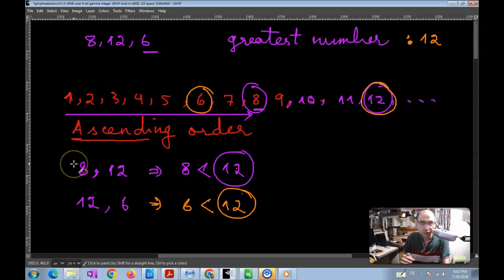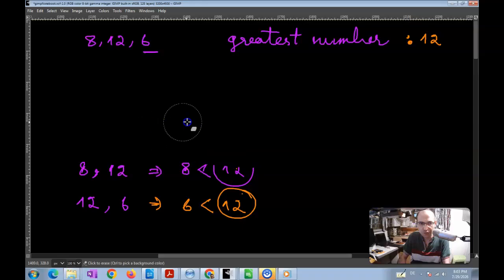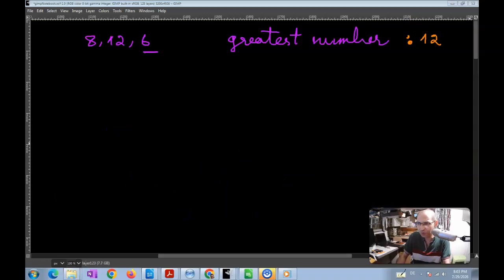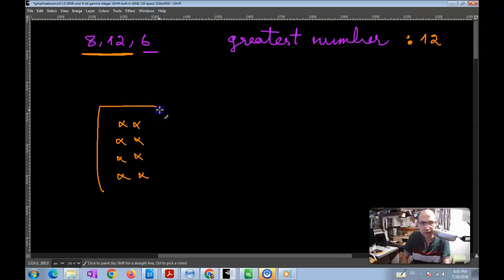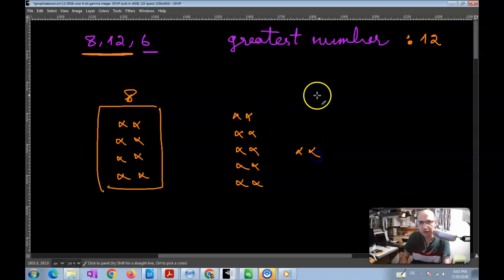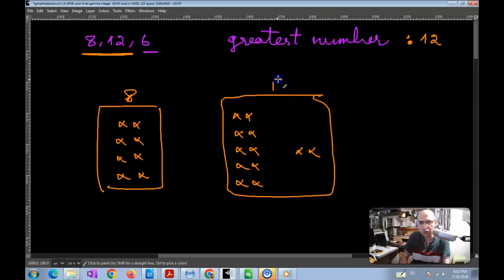And now, if you were in a higher class, the way that you could compare these numbers is that you could use the same model that we used before. Meaning that when we wanted to compare, for example, 8 and 12, we depicted 8 over here. So this is the number 8, and then 12 would be this number over here.